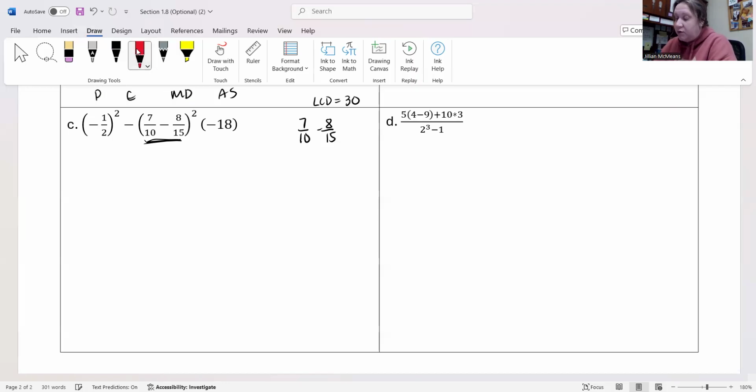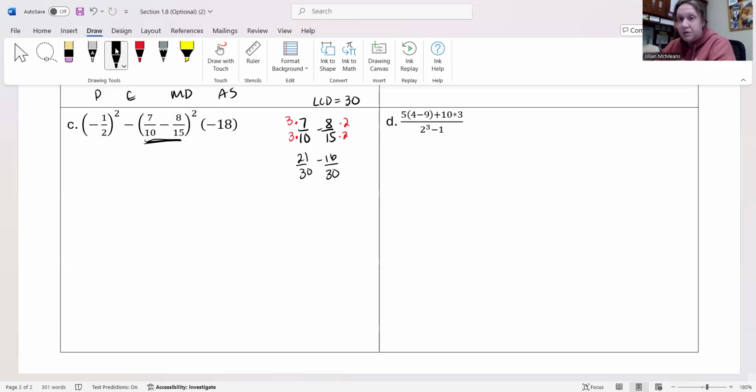So ask yourself, for 10, what would I multiply 10 by to get the LCD of 30? Well, you would just multiply it by 3. So I'm going to multiply top and bottom of the first fraction by 3. That will give me an equivalent form where 30 is the denominator. Looking at the second fraction, I have 15 as the denominator. What would I multiply 15 by to get 30? I would multiply it by 2. So we're going to multiply top and bottom of the second fraction by 2. And that's going to give me 21 thirtieths minus 16 thirtieths.